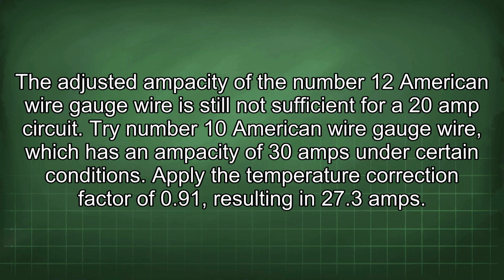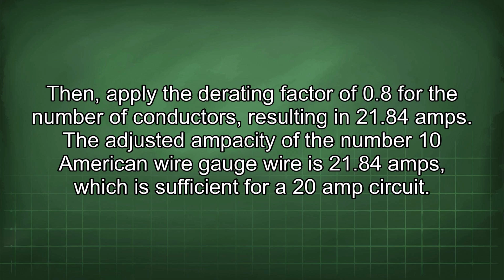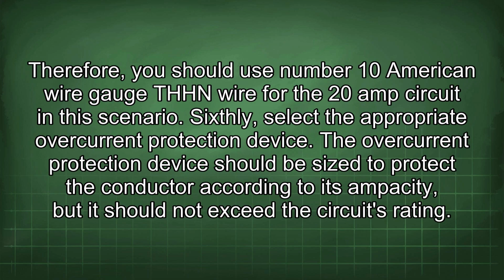Try number 10 American wire gauge wire, which has an ampacity of 30 amps under certain conditions. Apply the temperature correction factor of 0.91, resulting in 27.3 amps. Then apply the derating factor of 0.8 for the number of conductors, resulting in 21.84 amps. The adjusted ampacity of the number 10 wire is 21.84 amps, which is sufficient for a 20 amp circuit. Therefore, you should use number 10 American wire gauge THHN wire for the 20 amp circuit in this scenario.